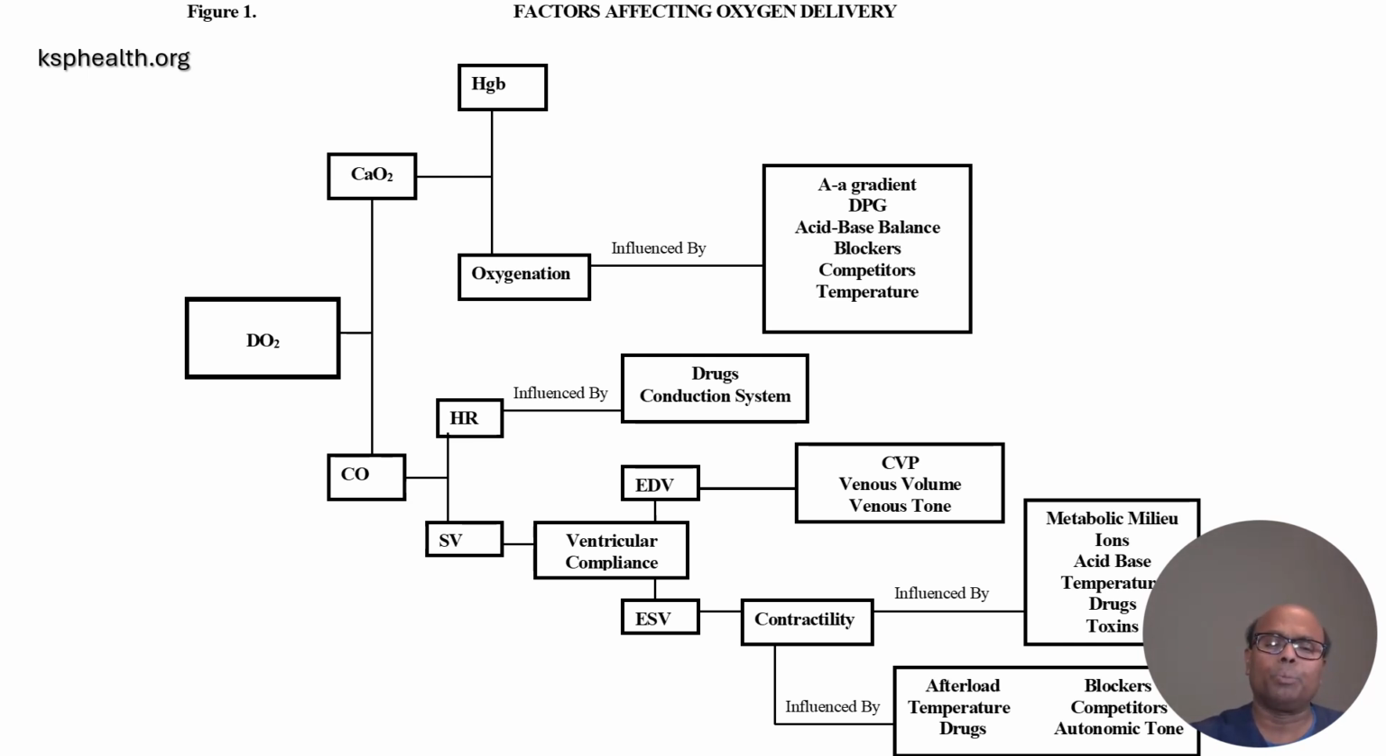Another limb, cardiac output, is heart rate times stroke volume. The heart rate can be affected by drugs and conduction system disorders. The stroke volume, preload, afterload, and contractility are ultimately influenced by the metabolic milieu, ions, acid-base status, temperature, drugs, and toxins. Blockers could be calcium blockers and beta blockers, along with competitors and autonomic tone.